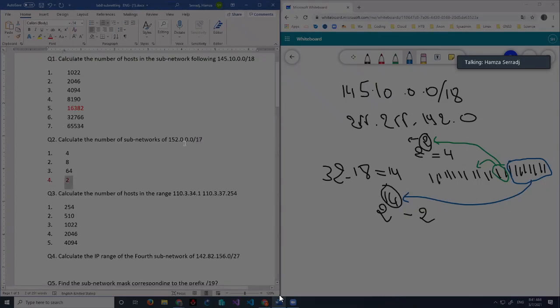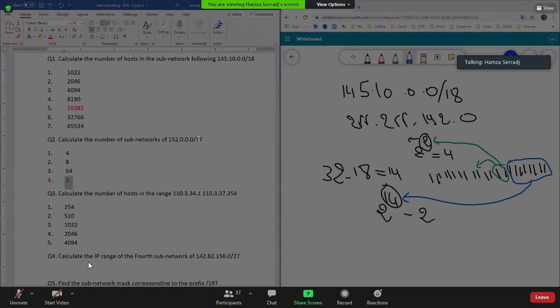I just split it into 2 /16s. I add 1 extra bit. I have 2 possibilities for this bit: when it's 0, when this bit is 1. That's it.